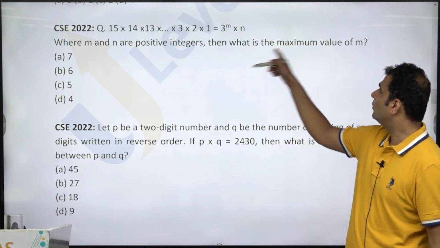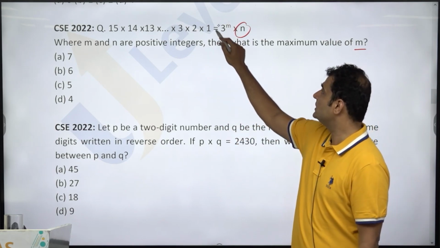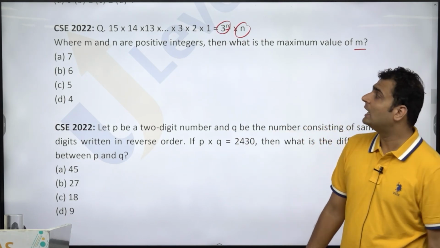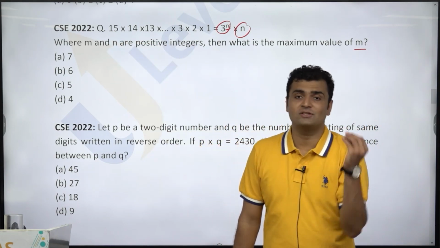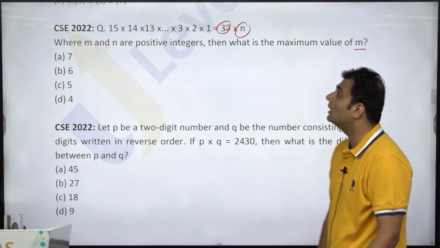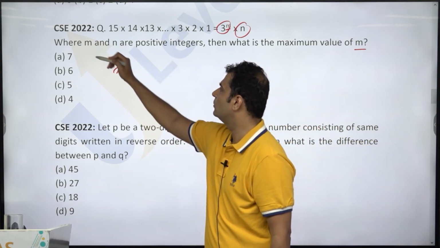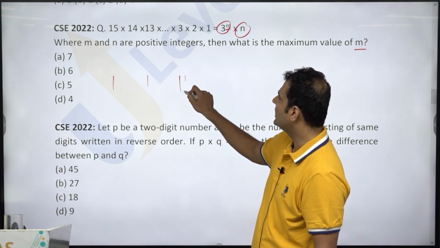Question is, what is the maximum value of this m? This has nothing to do with n. What are they asking? How many maximum number of times 3 appears in this product? So you can see 15, 3 will appear once. 12, 3 will appear once. 9, 3 will appear twice.